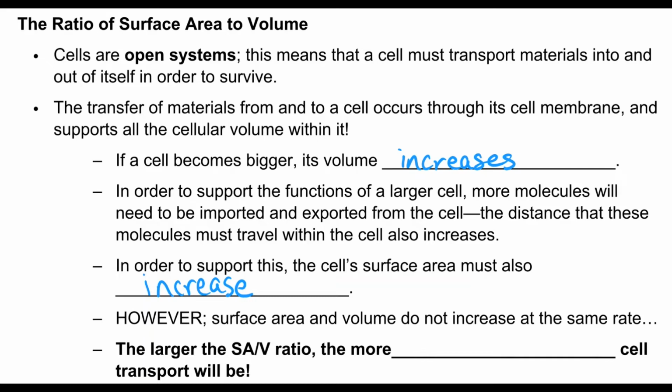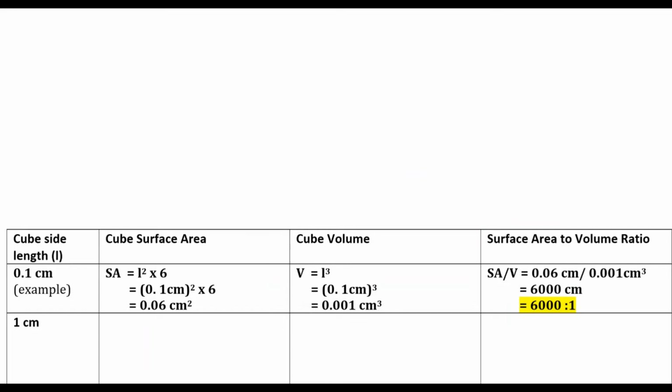We're going to take the ratio of the surface area to the volume for a few different cells. The larger the surface area to volume ratio, the more efficient the cell transport will be. So let's define some things first. Because we used cubes in the experiment, we're going to draw a cube.